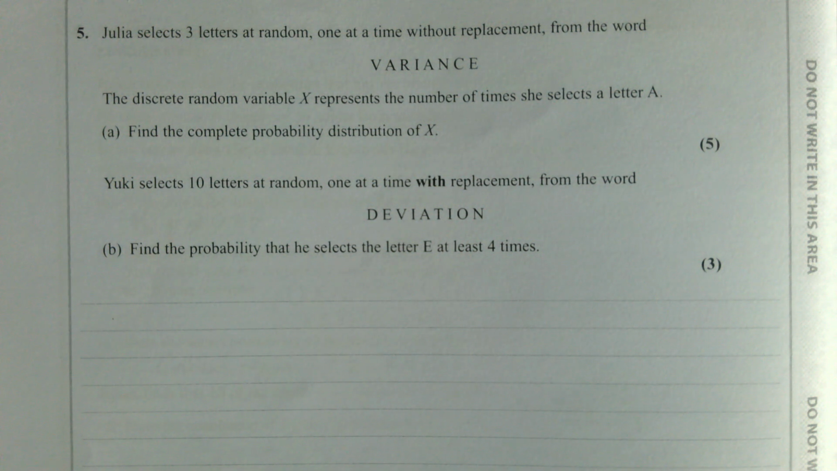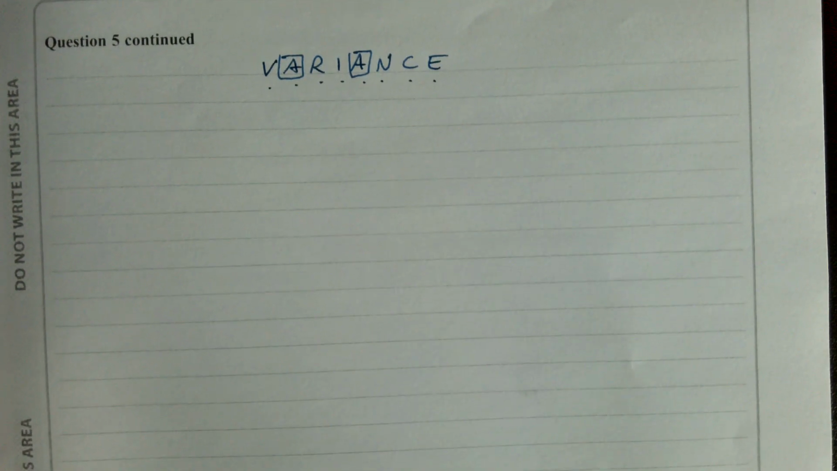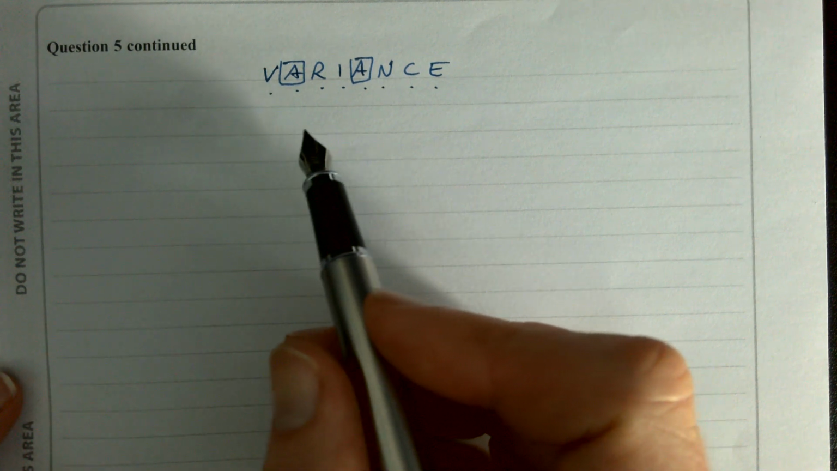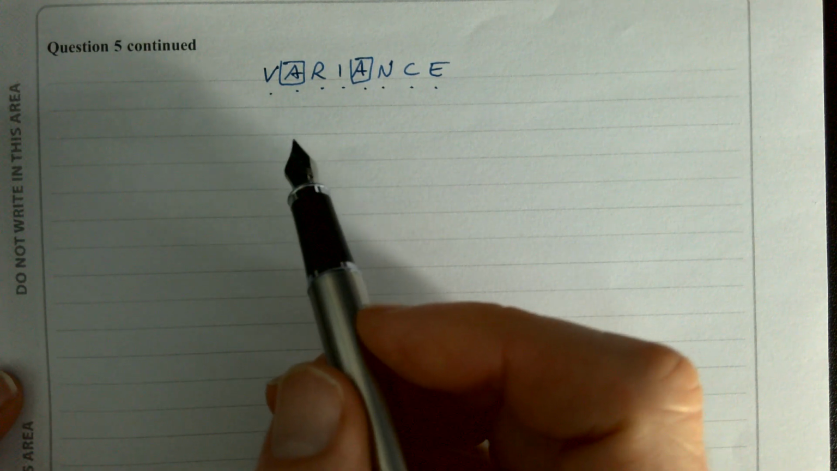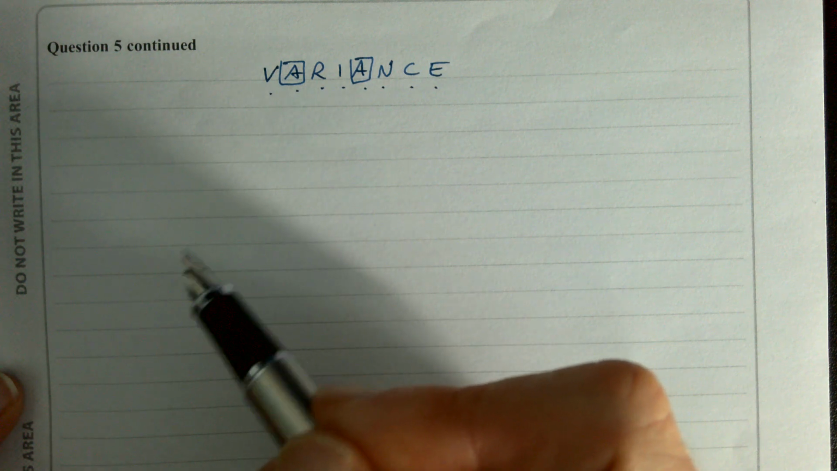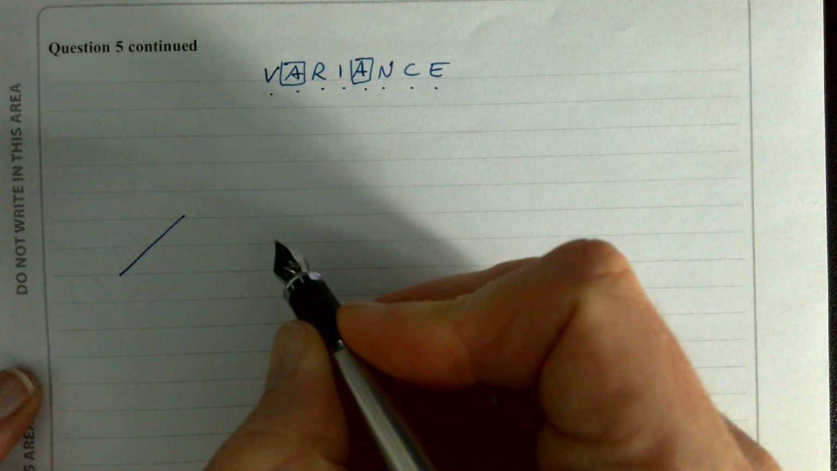Finally, question 5. So this is probability distribution and then a bit of using the binomial expansion as well to help us out with it. So I'm going to start off by doing part A over on this other page so I can come back to part B afterwards. We're looking to find the complete distribution of how many A's we're going to get if you select 3 letters. So let's just consider first of all what that could be.